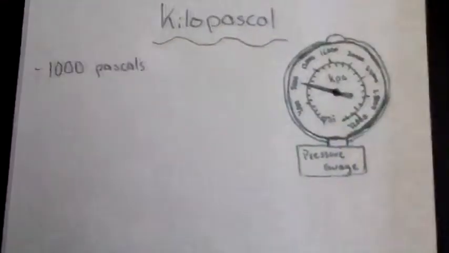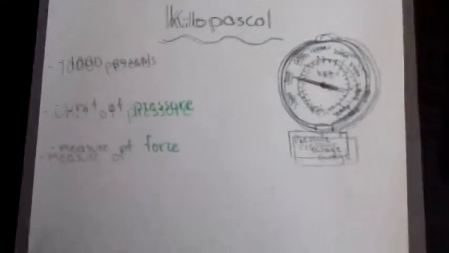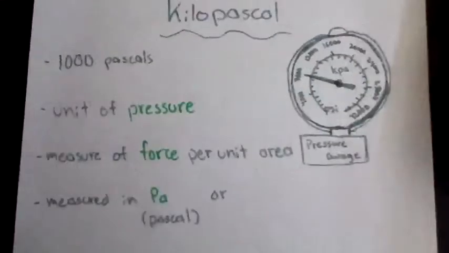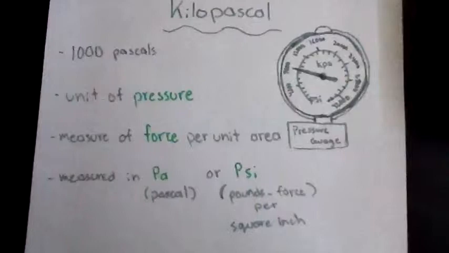The kilopascal is 1,000 pascals. It's a unit of pressure. It's a measure of force per unit area. And it's measured in Pa, pascal, or psi, pounds force per square inch.